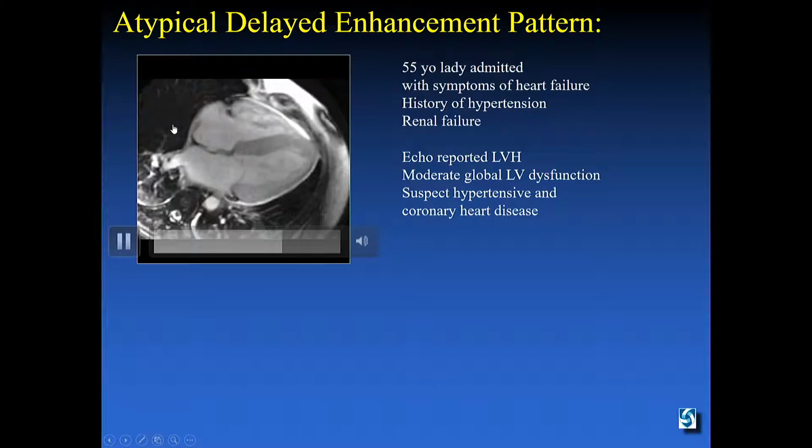You can see that there is a bilateral atrial enlargement. The right ventricle appears to be contractile, but maybe mildly dysfunctional. The LV wall thickness appears to be increased.